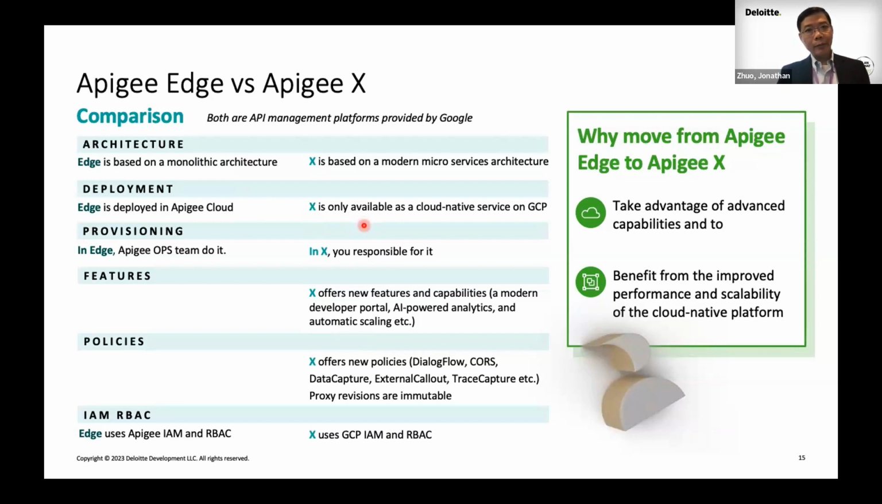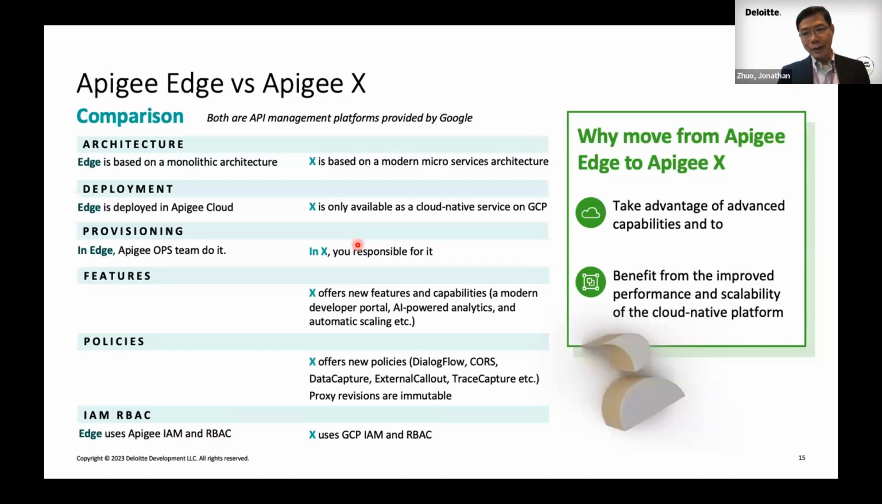In terms of IAM and RBAC, Edge uses Apigee IAM and RBAC, and X uses GCP IAM and RBAC. Now the question becomes, why move from Apigee Edge to X?